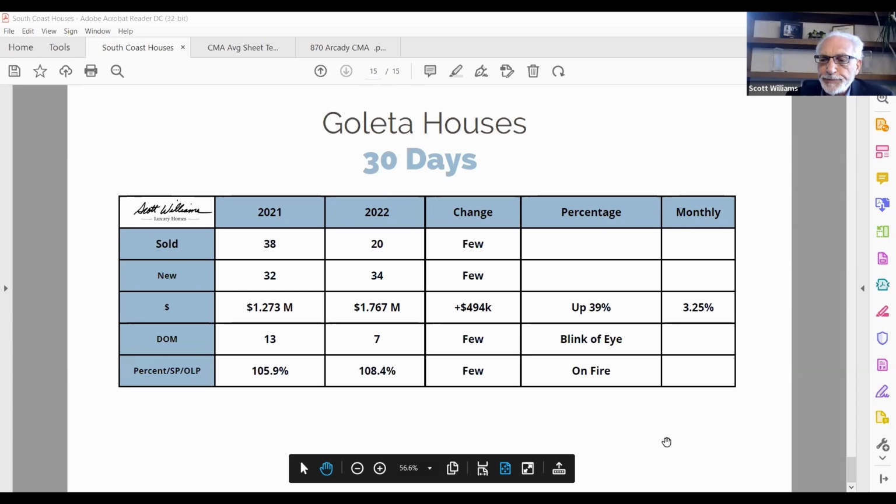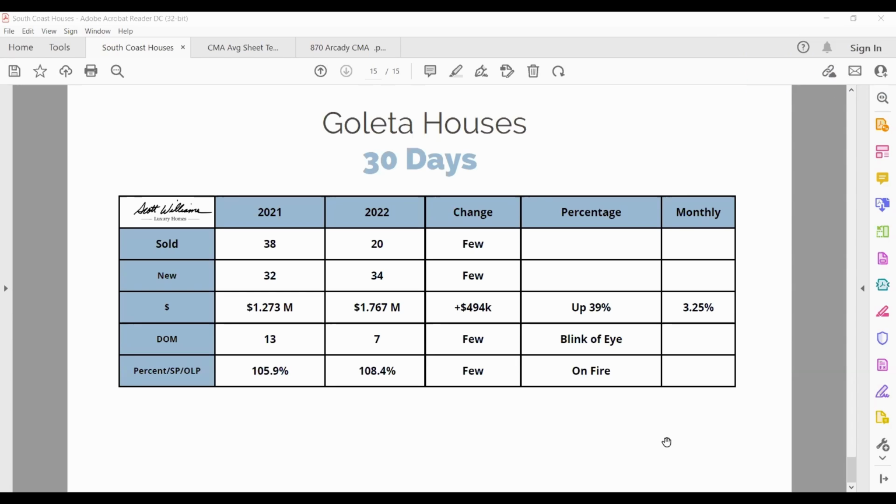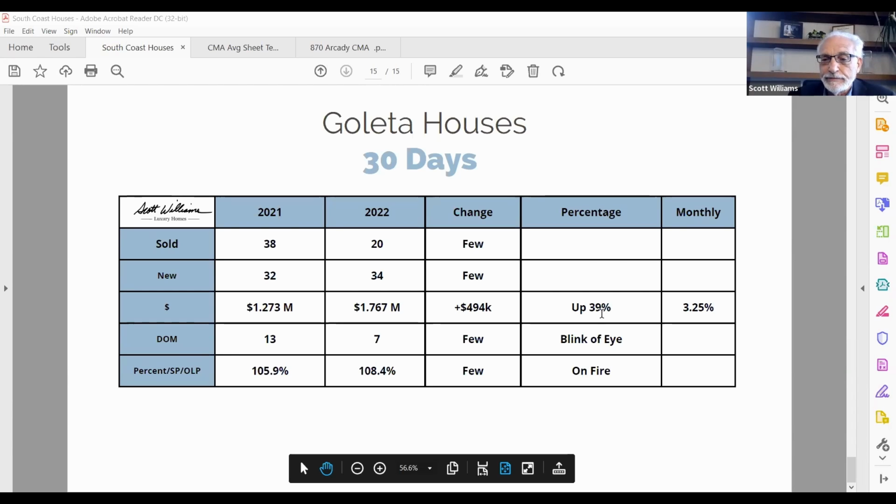Okay, so on this slide, far right, your monthly number at 3.25% monthly. How are you getting that number from the percentage of, up 39%? Divide by 12. Okay, sorry, that was easy. Thank you.